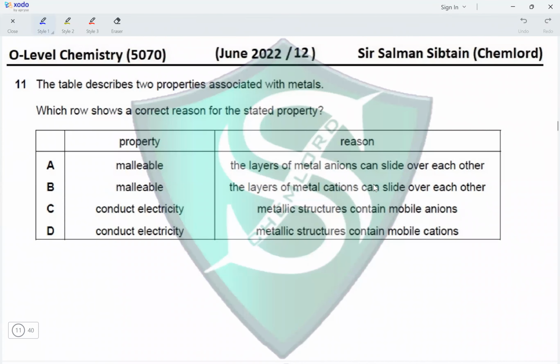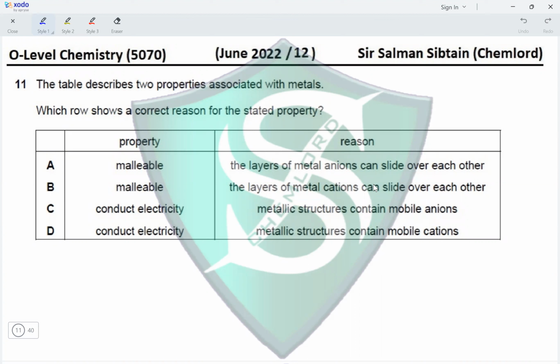Hi guys, this is O-Level Chemistry, paper 12, June 2022, question 11. The table describes two properties associated with metals. Which row shows a property, with a correct reason for the stated property?